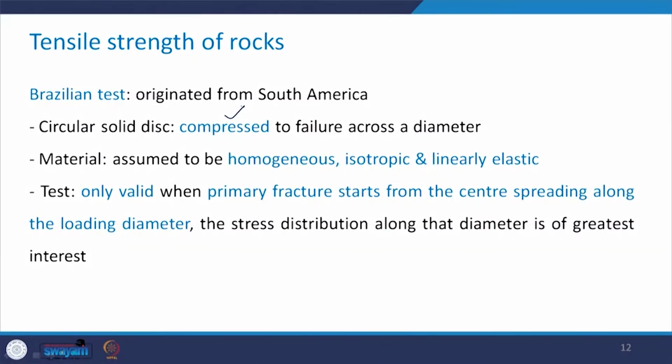Now, there are a few limitations of this test. However, in spite of all those limitations, this test gives us reasonably accurate values of the tensile strength of rocks. This test is only valid when the primary fracture starts from the center spreading along the loading diameter. In this test, the stress distribution along that diameter is of the greatest interest. Let us see how it is done.